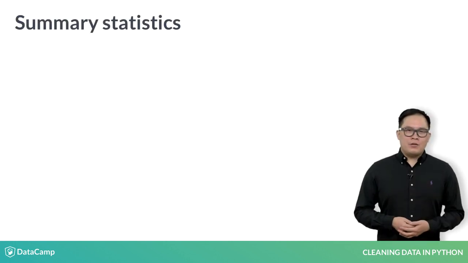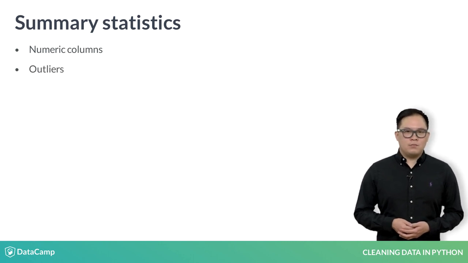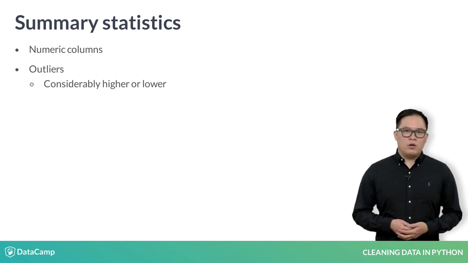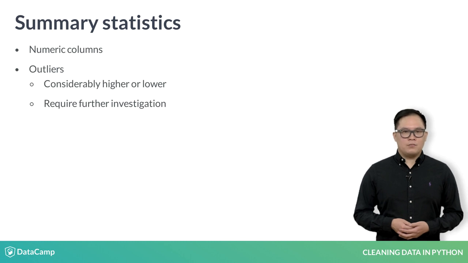Another type of EDA we can do is calculate summary statistics on numeric columns. This can help spot outliers in our data. There are many working definitions for outliers. One definition is a value that is considerably higher or lower than the rest of the data. You can consult the DataCamp statistics course for more detailed definitions of outliers. Outliers are observations of interest we want to investigate further for data cleaning.